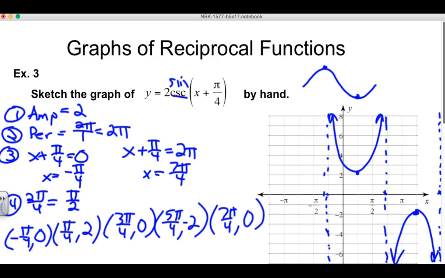That's all you have to do for secant and cosecant: graph your sine and cosine function just like you normally would. Then once you have it graphed, turn the intercepts into asymptotes, and from your maximum to the minimums, just do the U shapes approaching the asymptotes, on both sides. That's it. See if you can do the last one, and I'll go over it.